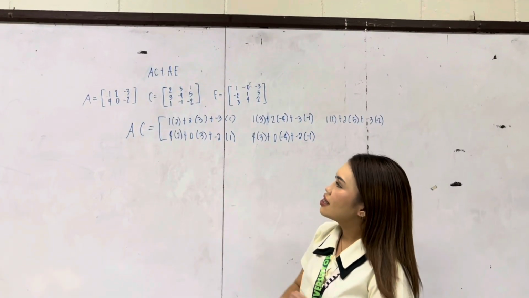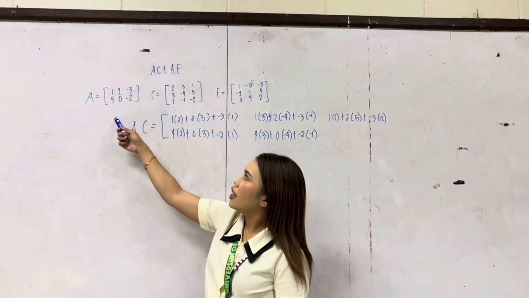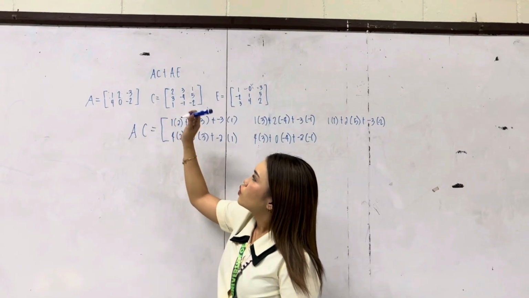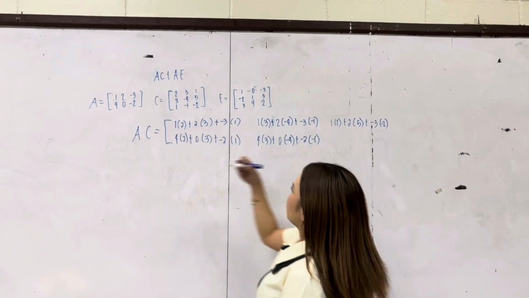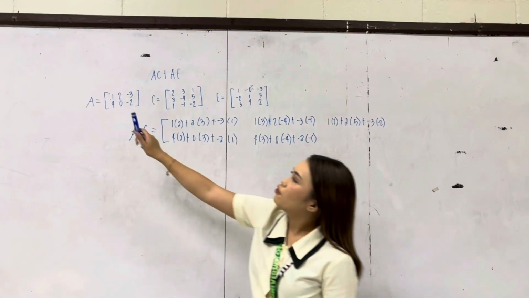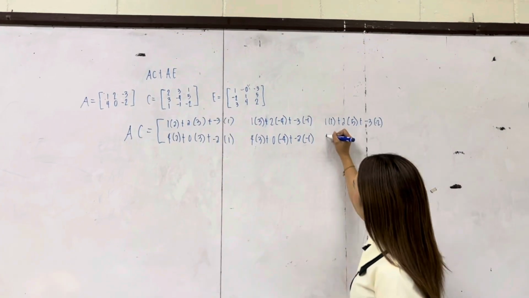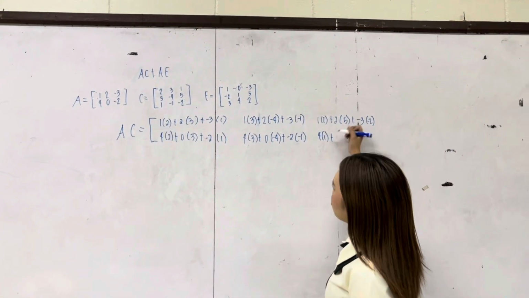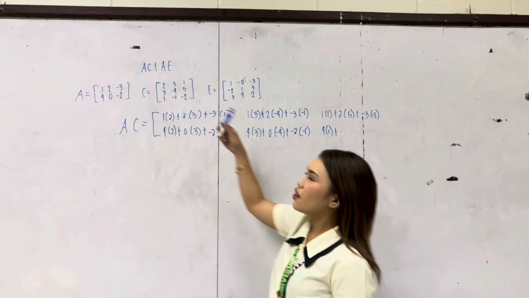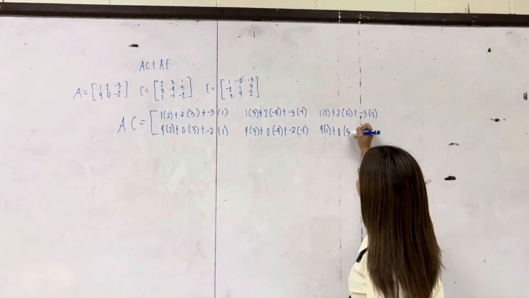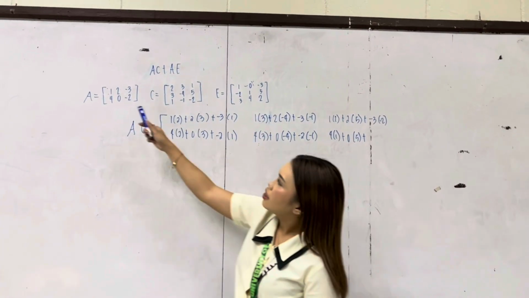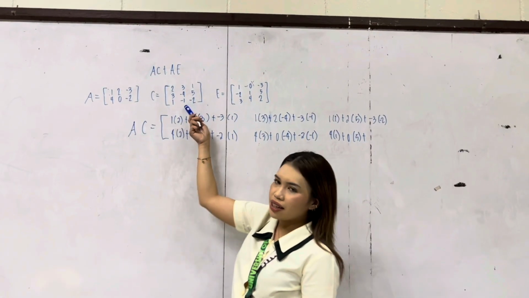Next is the second row of A to the third column of C. So we have 4 times 1 plus 0 times 5 plus negative 2 times negative 2.